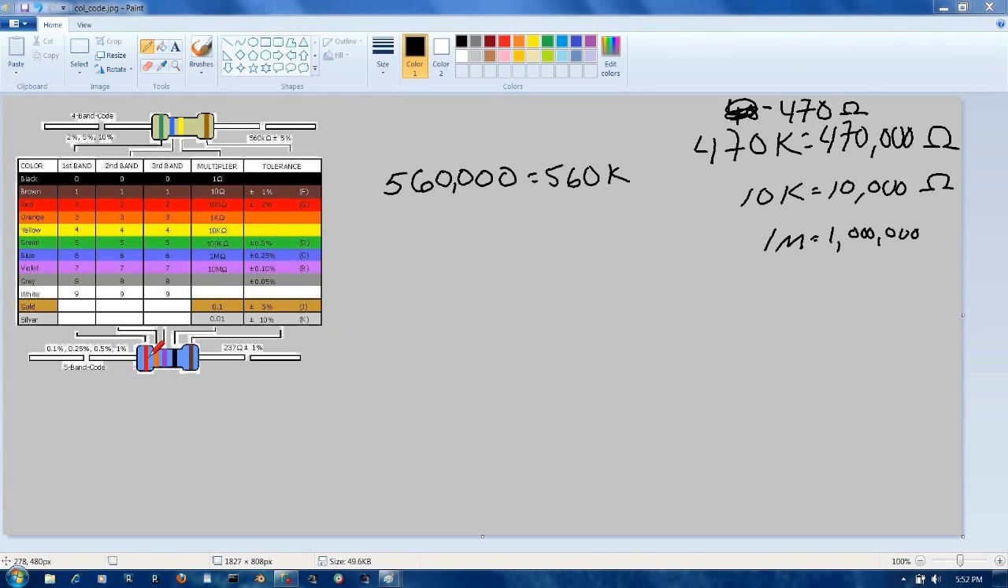Okay, so let's work with this 5-band. Our main focus is the 4-band, but we will do the 5-band, so just understand it. Now, in a 5-band, the first 3 are numbers, and the 4th is the multiplier. So let's do this one quickly. So we have red, which is 2.